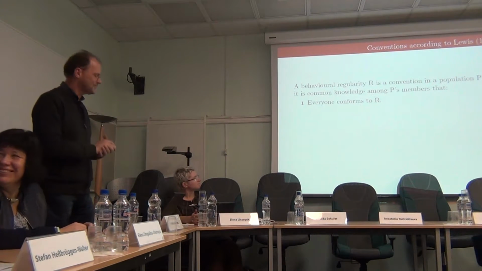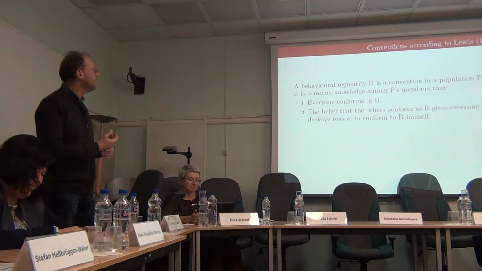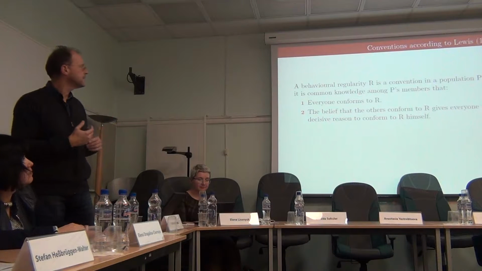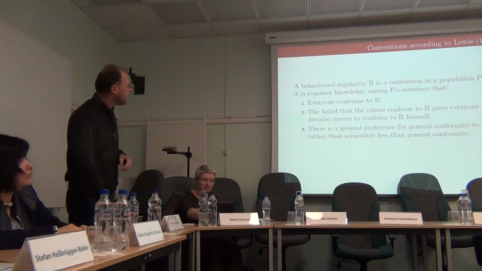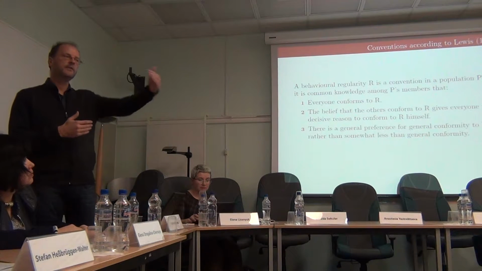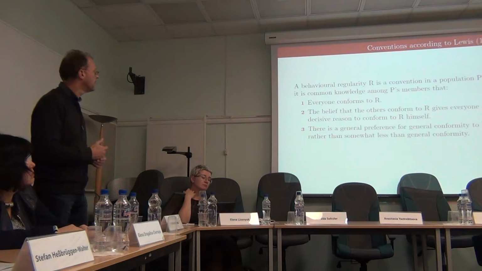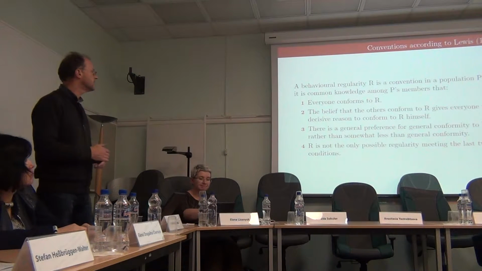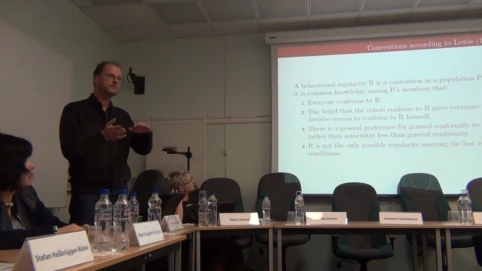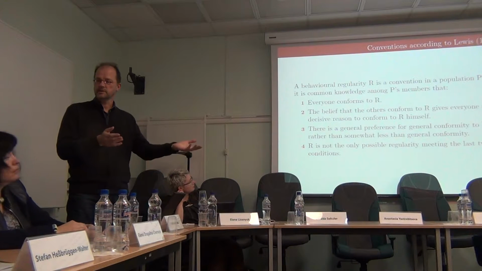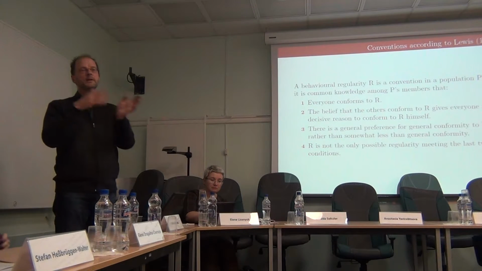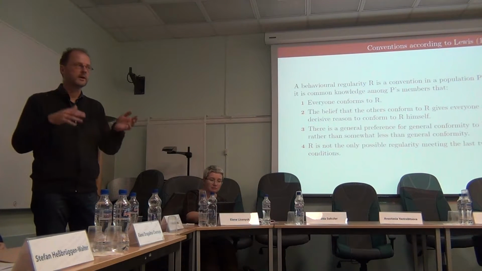So everyone conforms to R. The belief that others conform to this regularity gives everybody a reason, even a decisive reason, to keep conforming. There's a preference for general conformity, so it's better if everybody conforms than if most people conform. And then the last condition ensures that this is arbitrary. In principle, everybody could drive on the left. That would have been just as good. But the important thing is that everybody drives either on the left or on the right, and not a kind of mixed model.